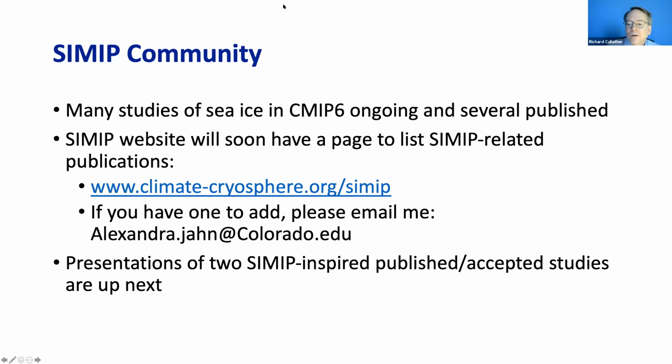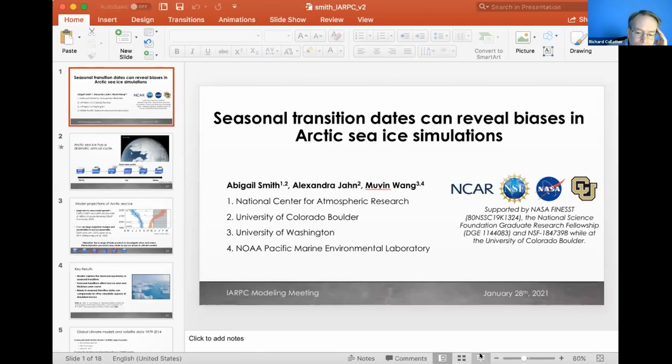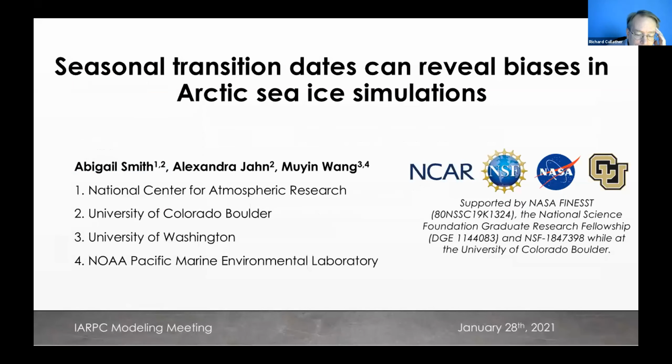I think at this point we should probably go on to our first speaker, if that's all right. Our first speaker is Dr. Abigail Smith. Dr. Smith received her PhD last month. Alex Jahn was her advisor at the University of Colorado in Boulder, and she's now at NCAR, the Research Applications Laboratory. She'll be talking about seasonal transition dates.